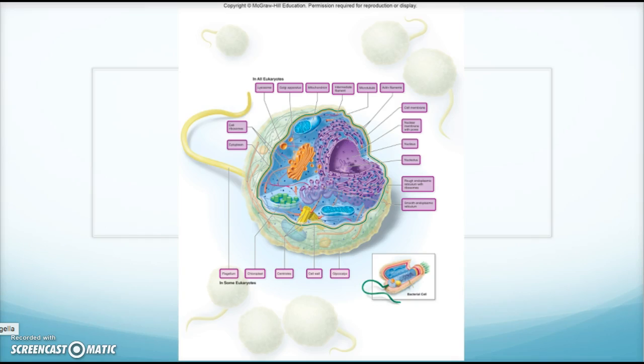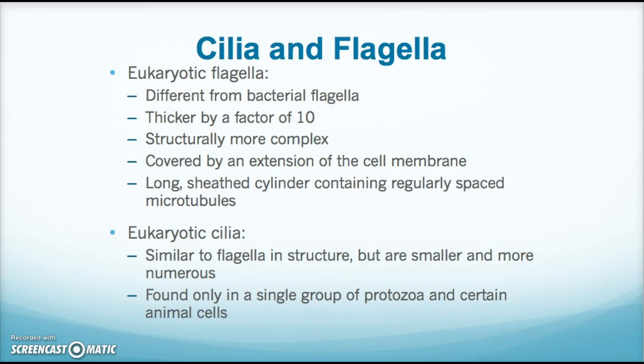I'd like to start with different structures that you would find on the external portion, just like we did with the bacteria, and move our way inwards. The first two that we're going to talk about would not necessarily be found on all eukaryotic cells. The first one is the eukaryotic flagella. This one is somewhat different from a bacterial flagella. First of all, it's much larger and much more complex. It's covered by the cell membrane, and it has regularly spaced microtubules. Once again, its main function is motility.